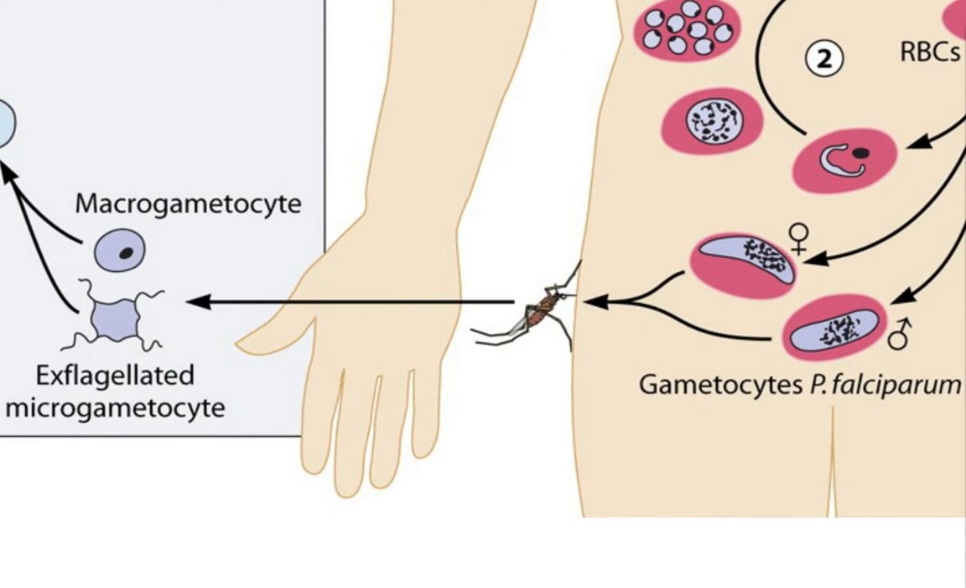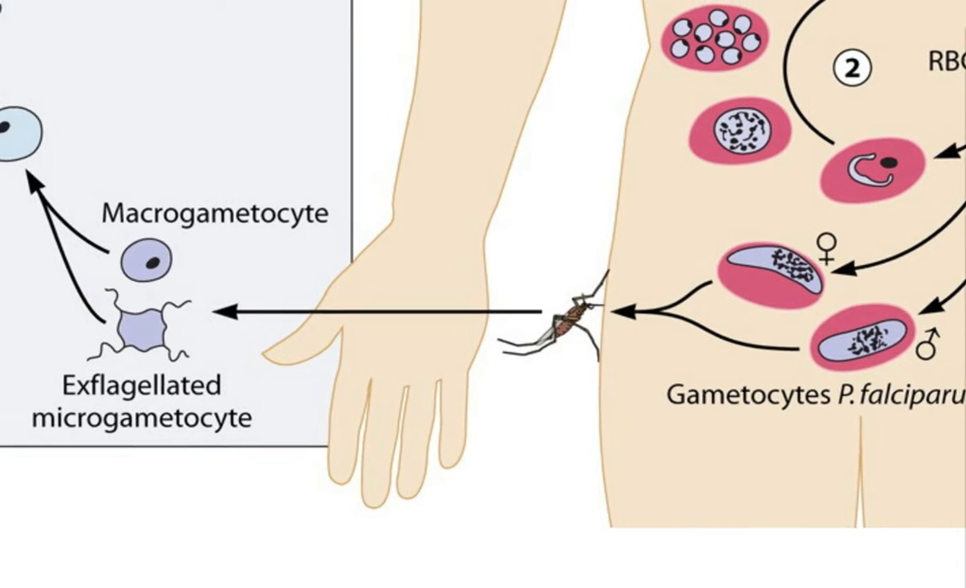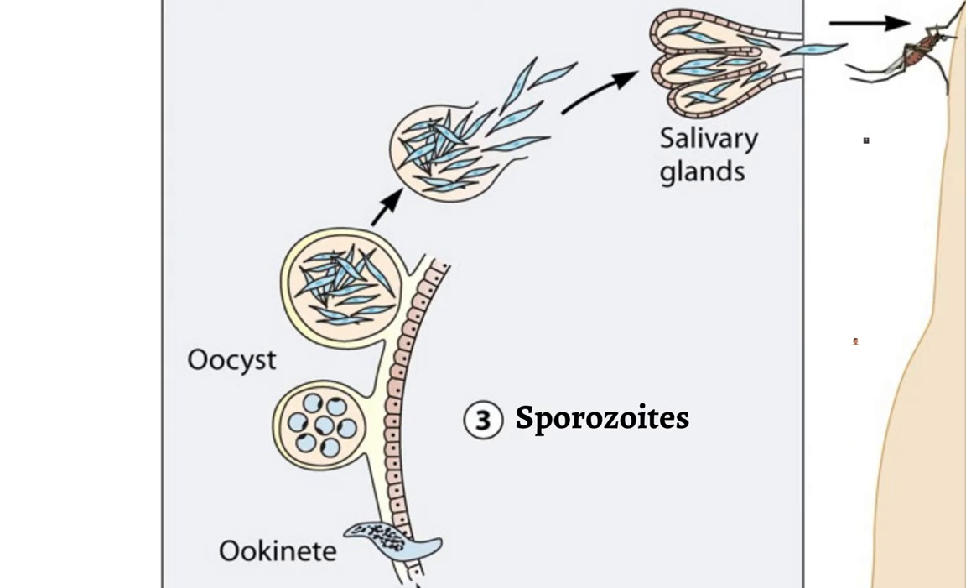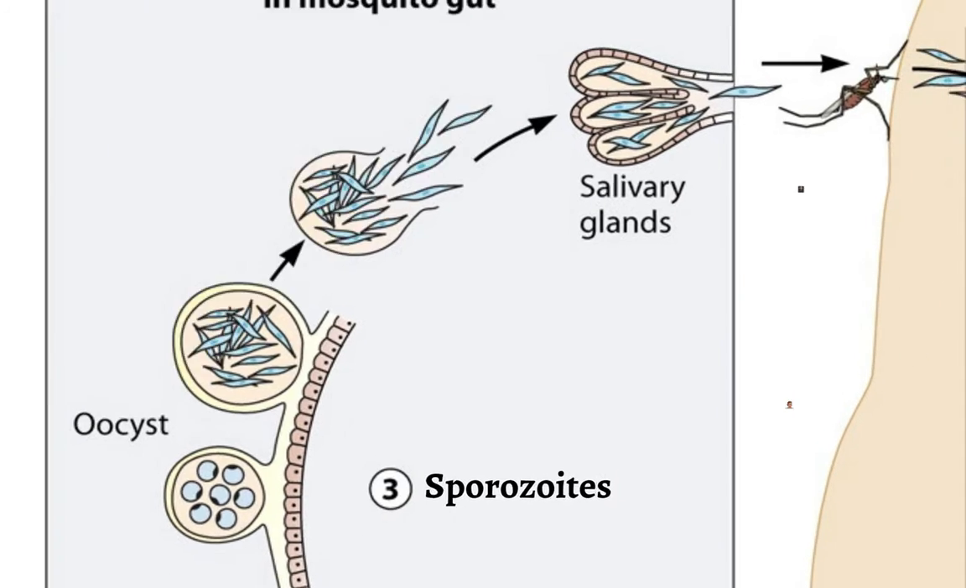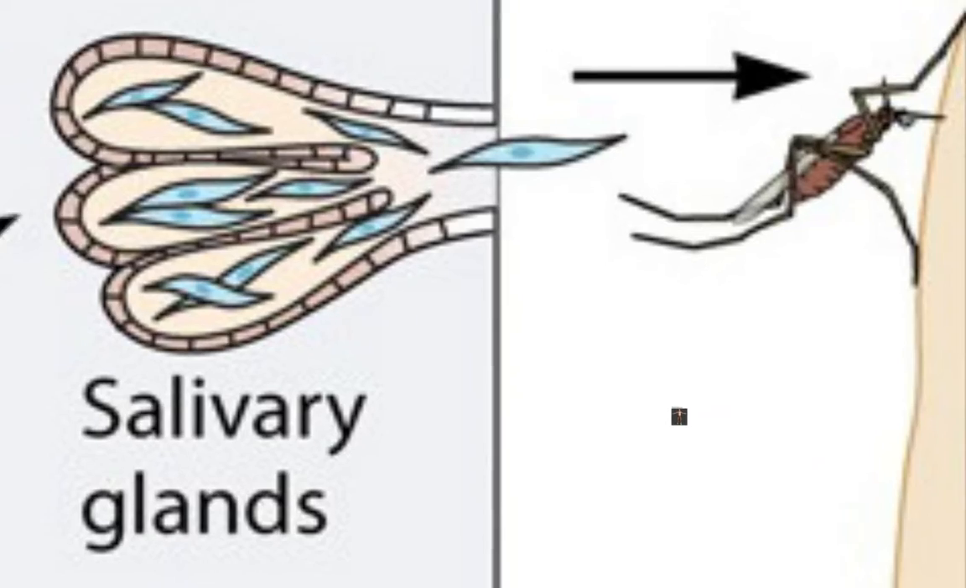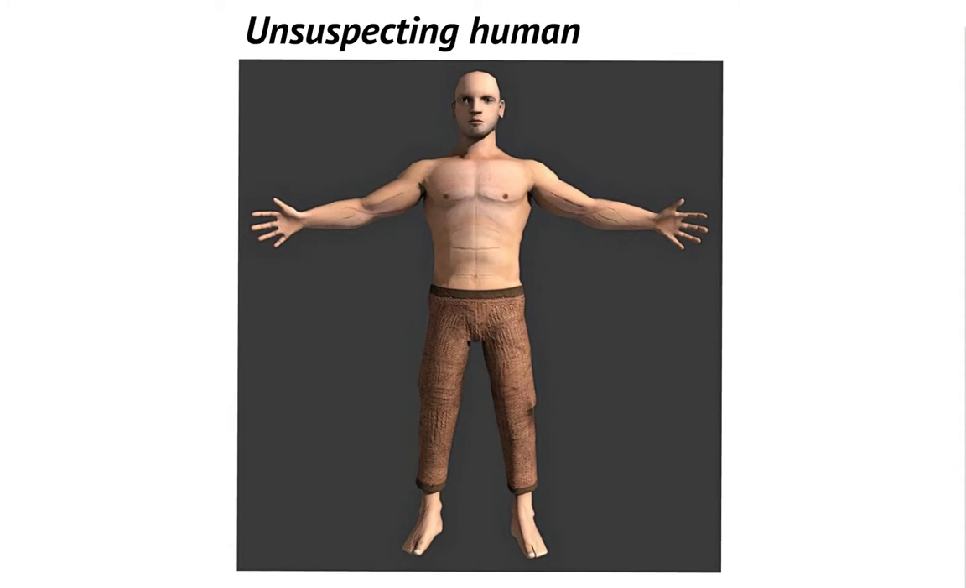When the mosquito draws blood from an infected host, the gametes of the Plasmodium, called gametocytes, are taken up in the blood, and male and female gametocytes fuse to form zygotes inside the mosquito. These zygotes then mature into sporozoites before migrating to the mosquito's salivary glands. The mosquito is now loaded with the deadly malarial parasite, waiting to infect an unsuspecting human on its next bite.